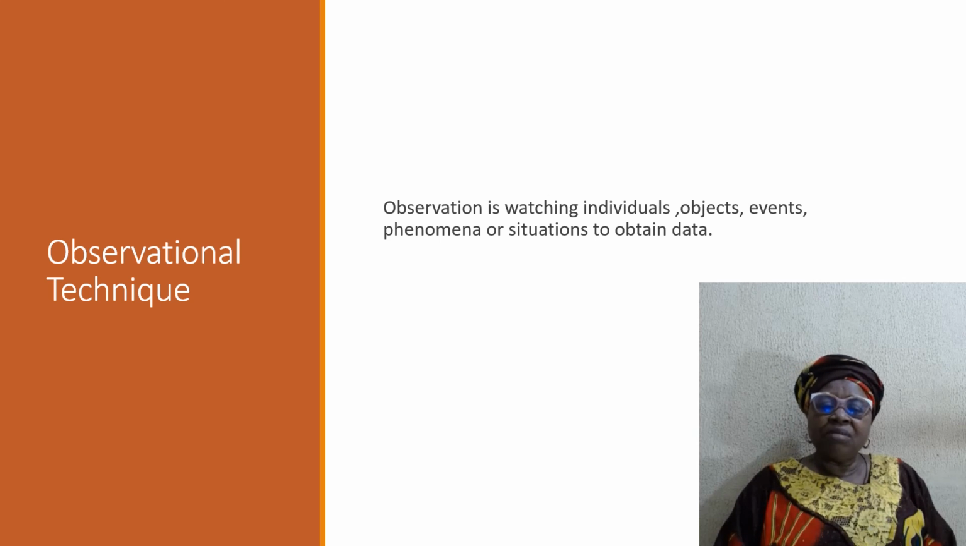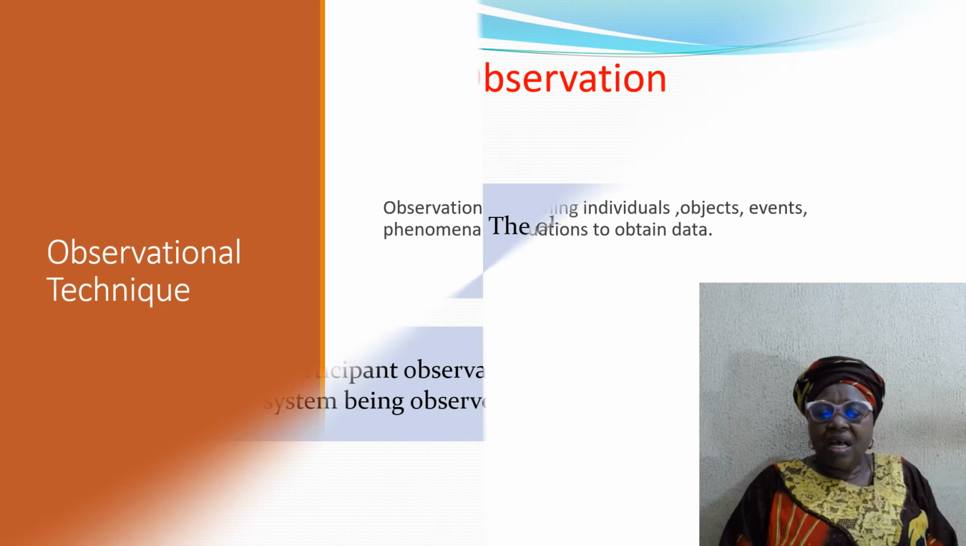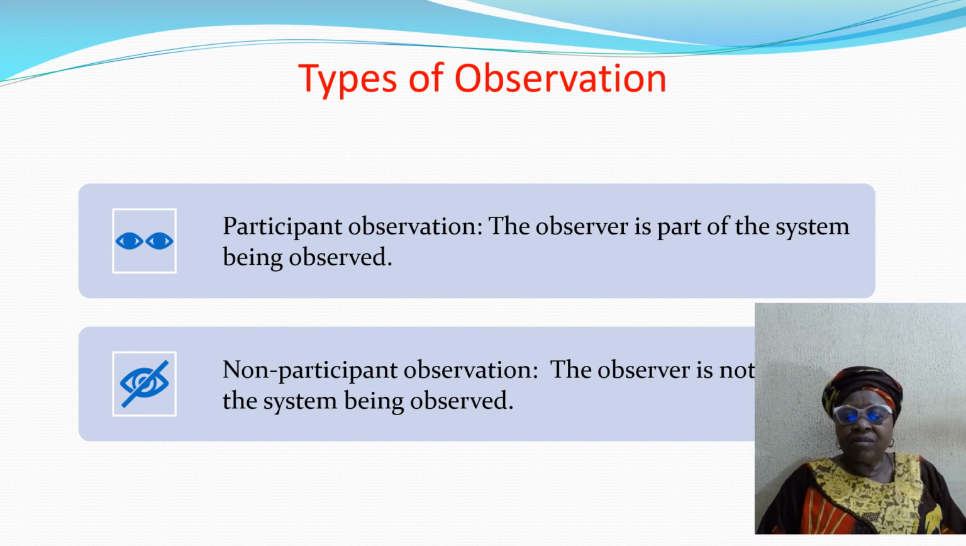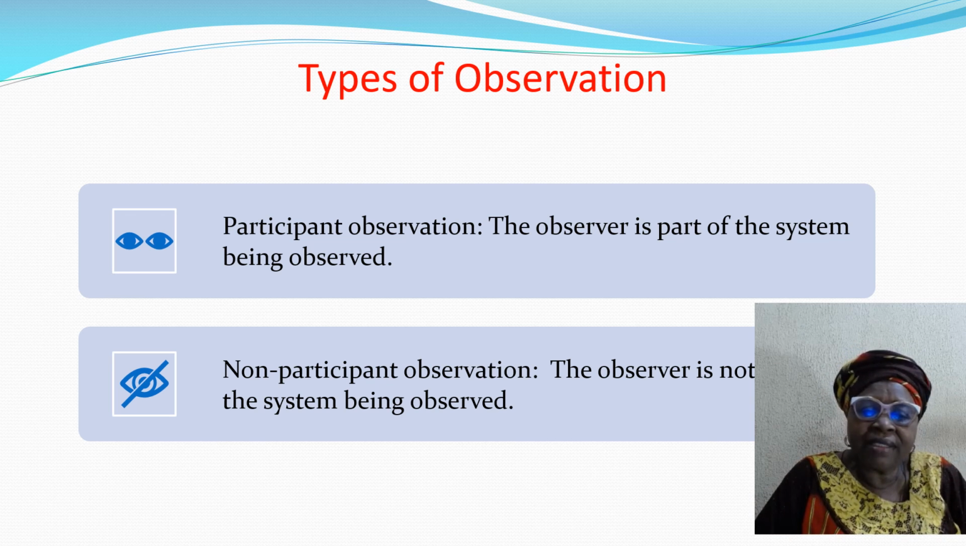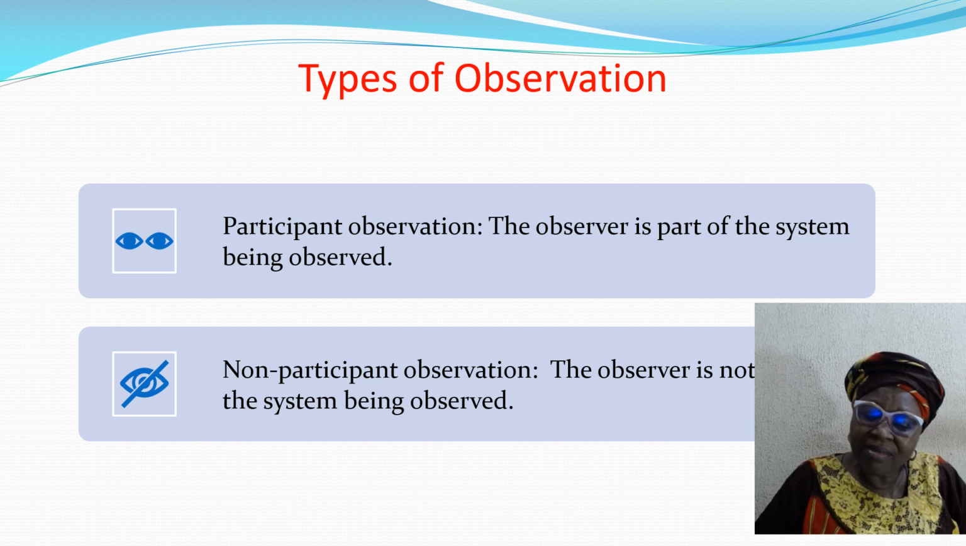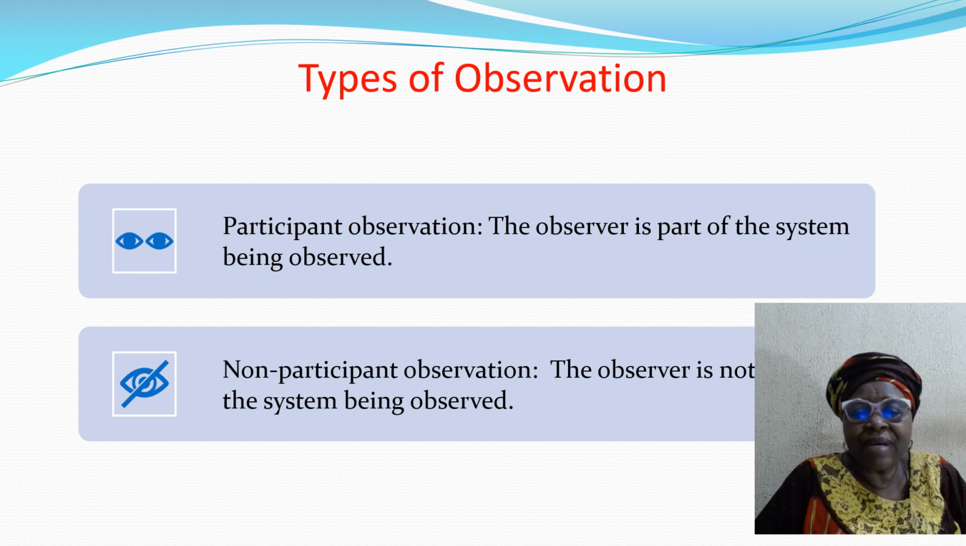Then the next instrument is observational technique. Observation is watching individuals, objects, events, phenomena, or situations to obtain data. Then we have types of observation. We have participant observation. Here, the observer is part of the system being observed. Then we have non-participant observation. The observer is not part of the system being observed. There are a number of ways the observer can be part of the system. The observer can naturally be part of the system, or he or she will make himself or herself part of the system for the sake of observation later.